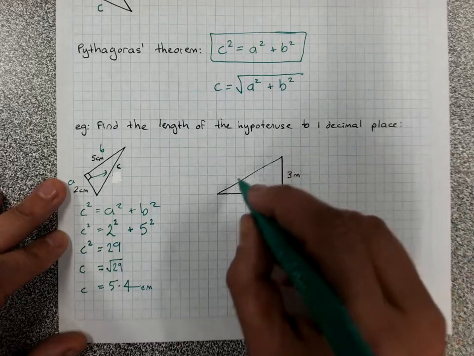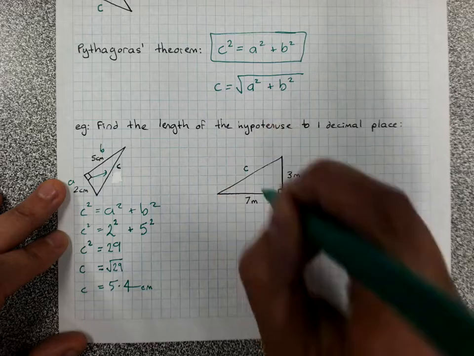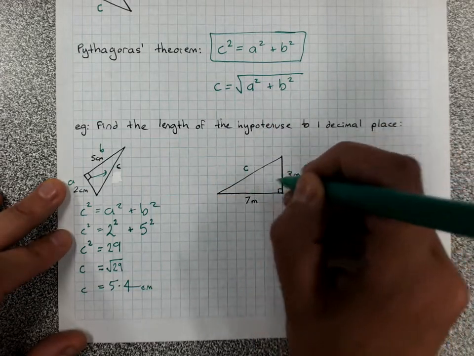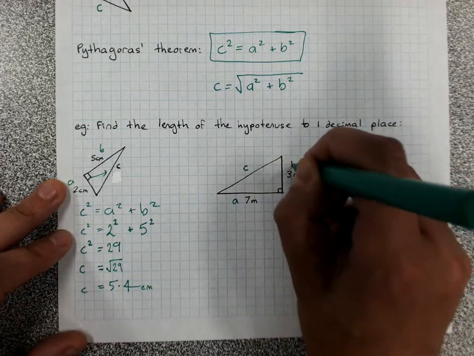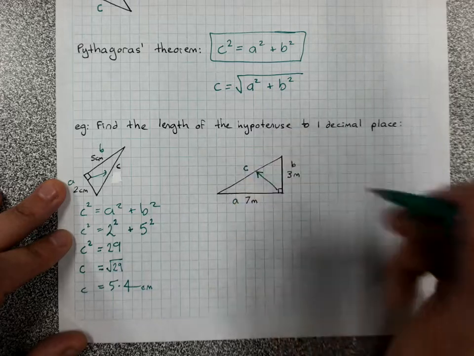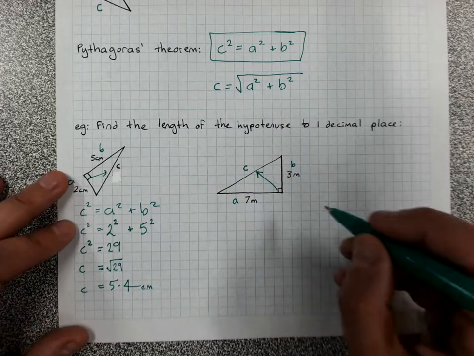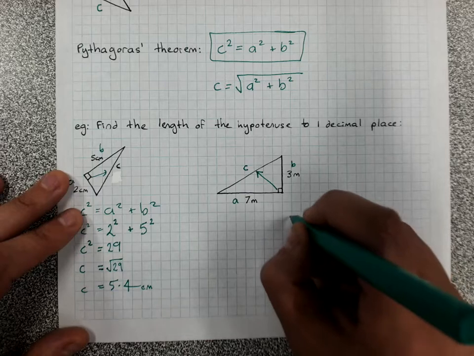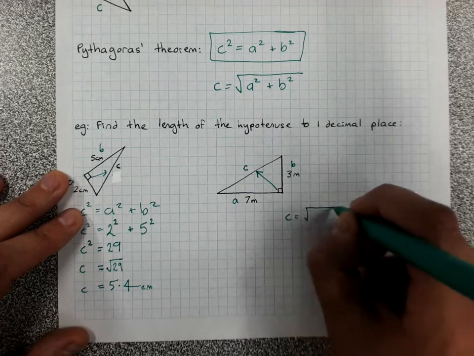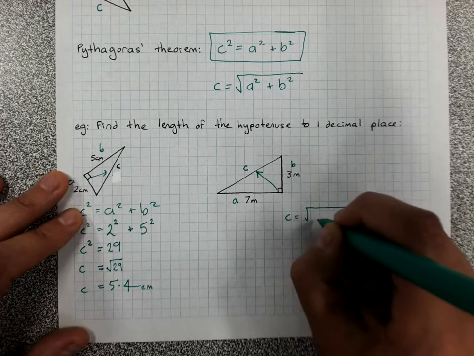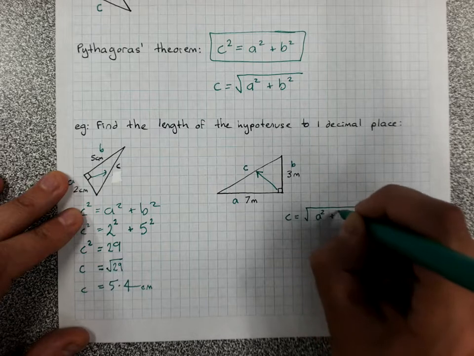Find the length of the hypotenuse. They haven't labelled it, so I'll label it c. And I can call these A or B, it doesn't matter which is which, but I know that's the hypotenuse because it's opposite the right angle. Steps, always write the formula. C equals the square root of A squared plus B squared.